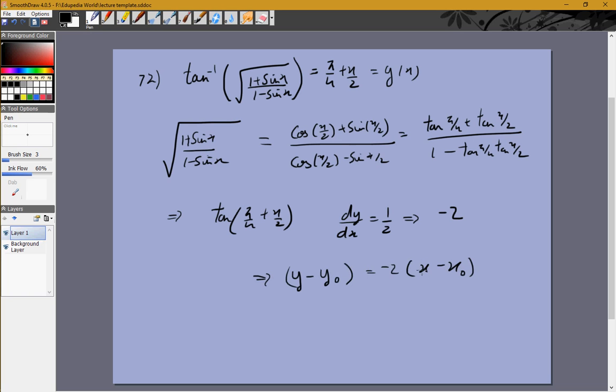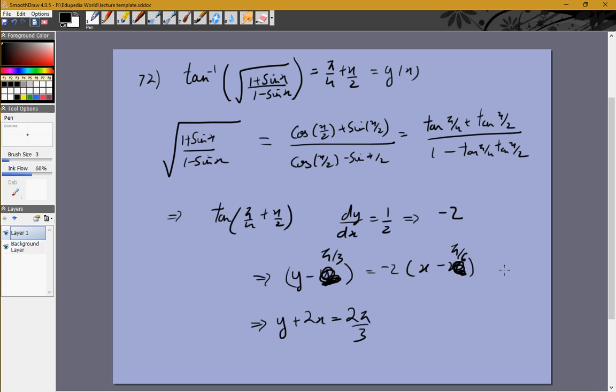And what are x naught and y naught? We are given that it is pi by 6. So x naught is pi by 6 and y will be pi by 12 plus pi by 4, which is pi by 3. So this comes out to be y plus 2x is equal to, this is positive pi by 3 and this is positive pi by 3, so 2 pi by 3.